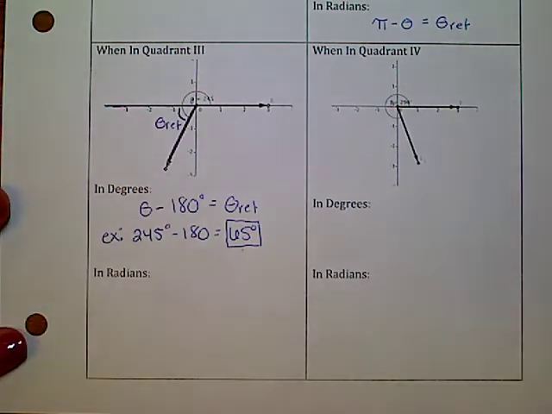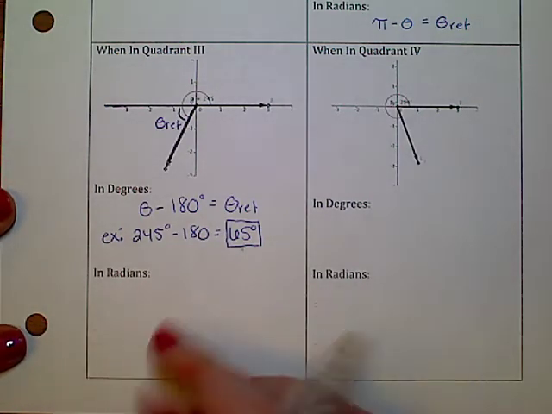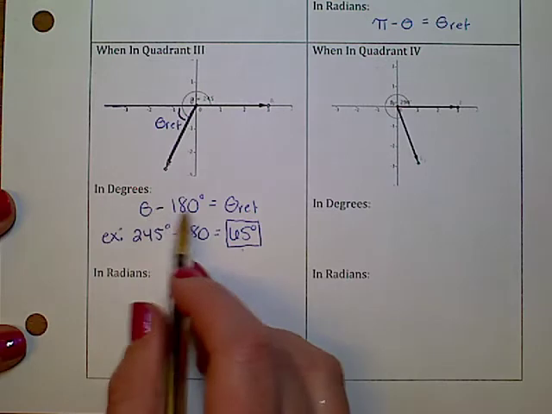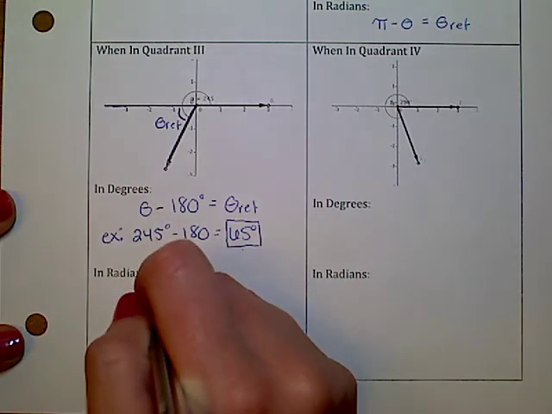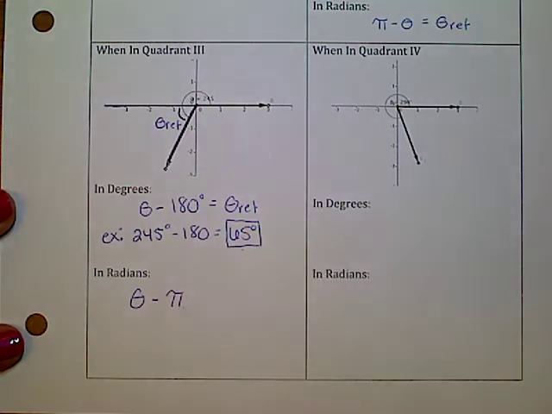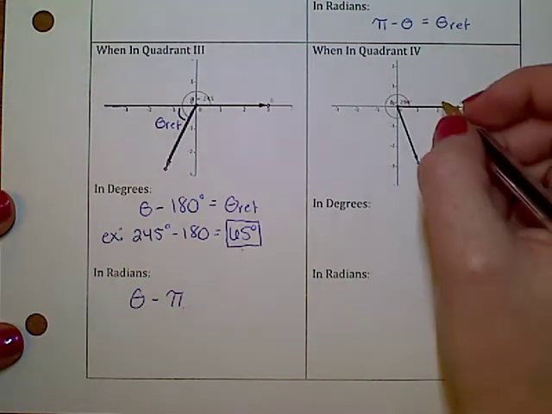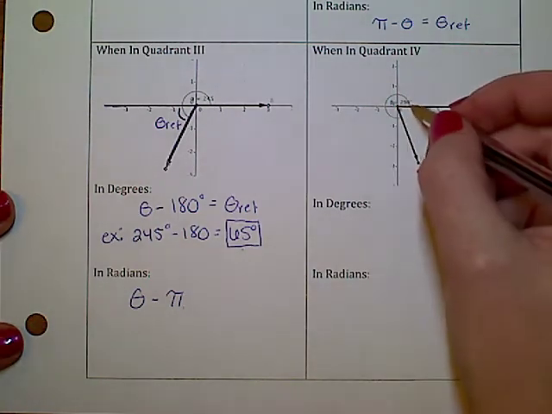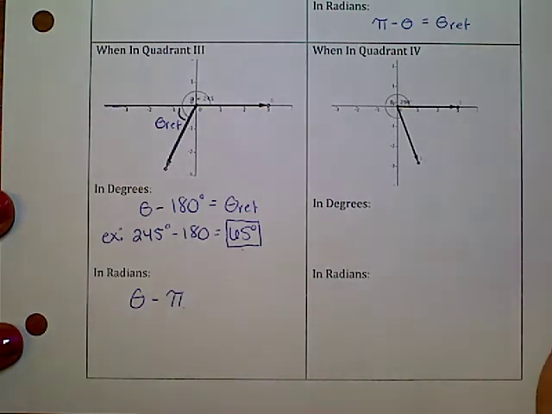Now, if you had an angle in radians, instead of doing theta minus 180, you'd be doing theta minus pi, because 180 degrees is pi radians. It's the same thing. And then in quadrant 4, I have an example here. It's 290 degrees, putting us in quadrant 4.